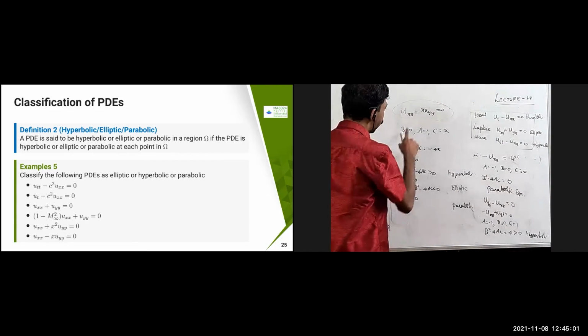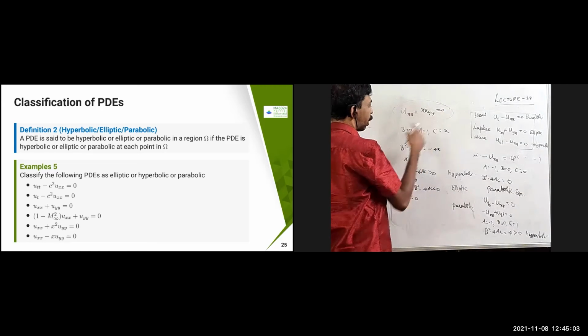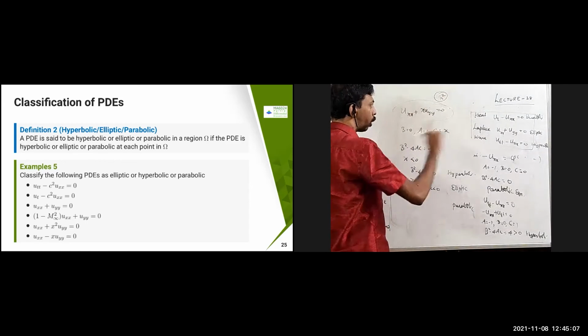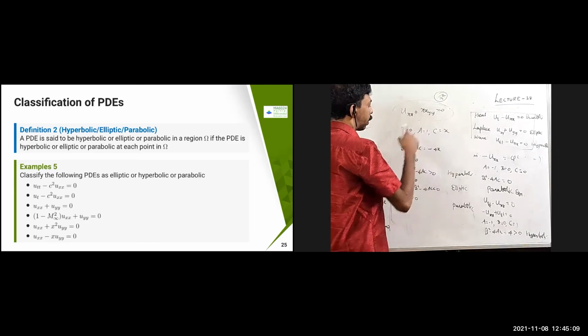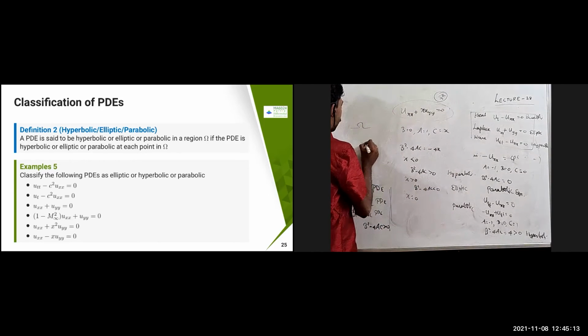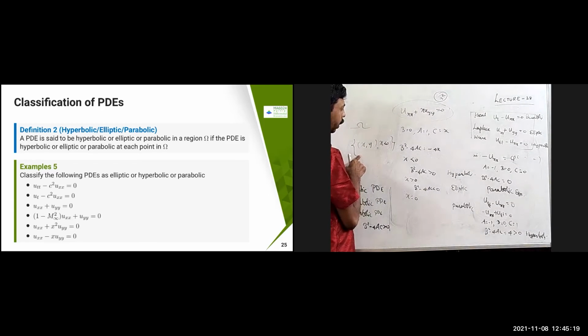It should be true for each point. For example, here you cannot say this is elliptic in R square. It is in this region, x comma y, where x is less than 0; in this region it is going to be hyperbolic.